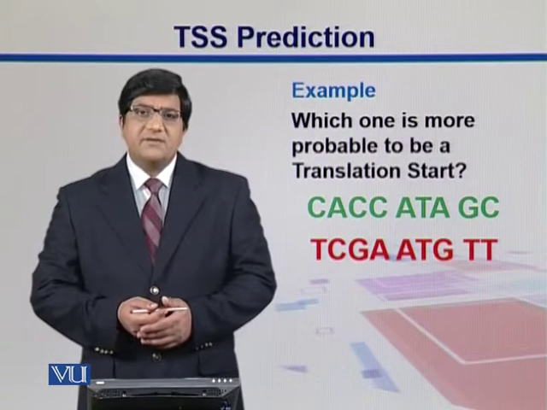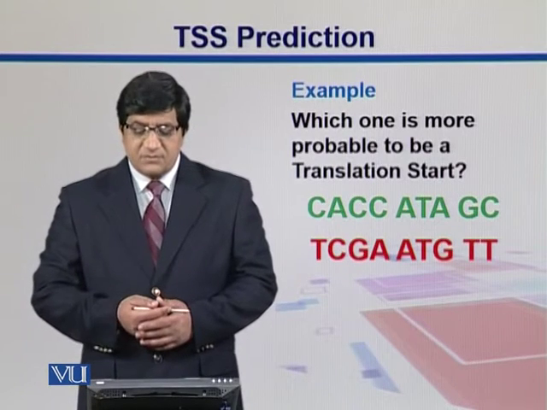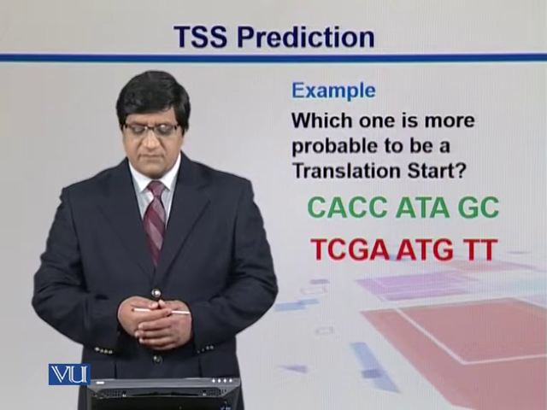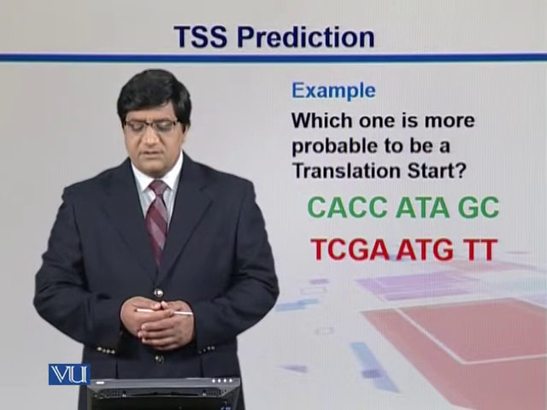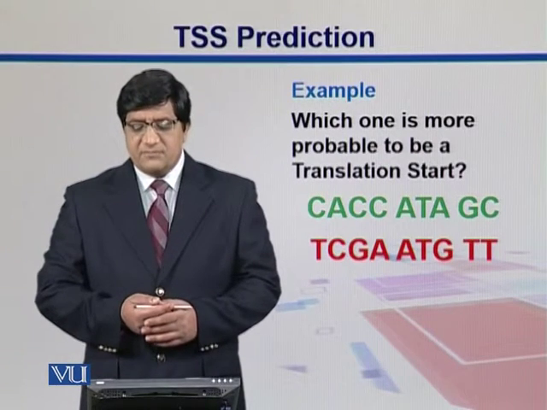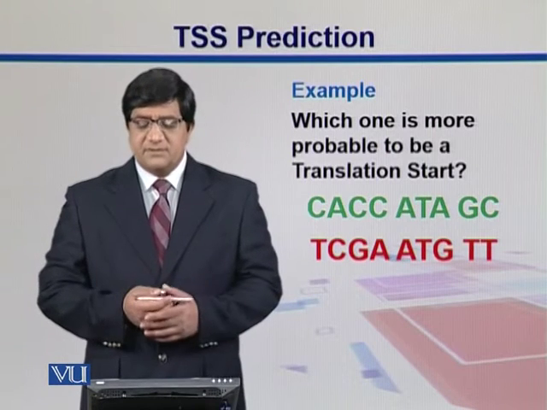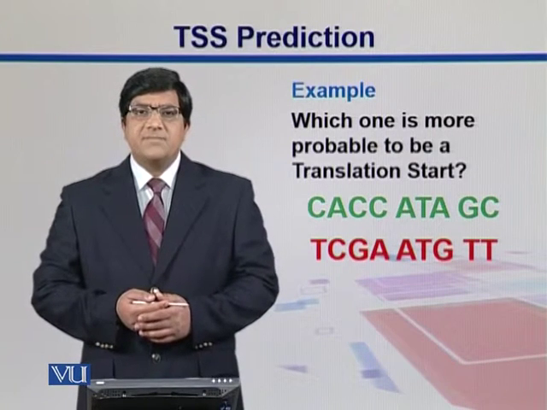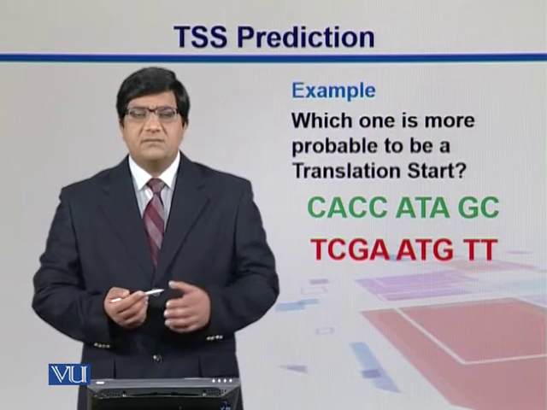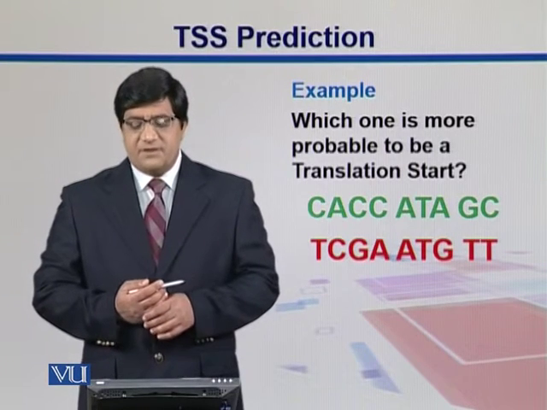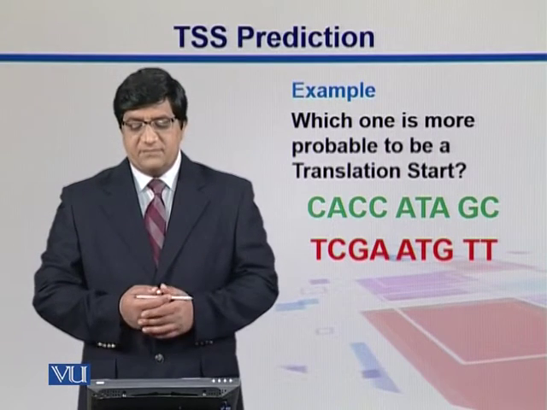So let's do an activity in order to elaborate this point. We have two sequences. One of them is CACC ATAGC, and there is another one where we have ATG and we have some neighbors, the green one and the red one. How can we say that one of them belongs to a place where we have this TSS?